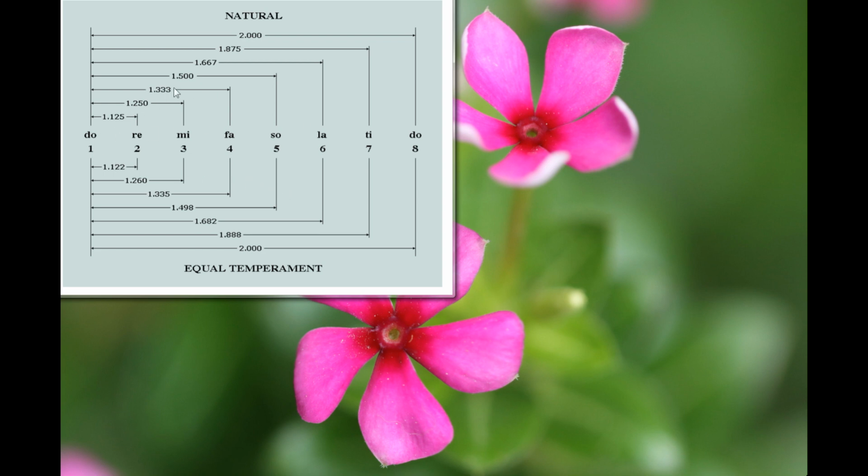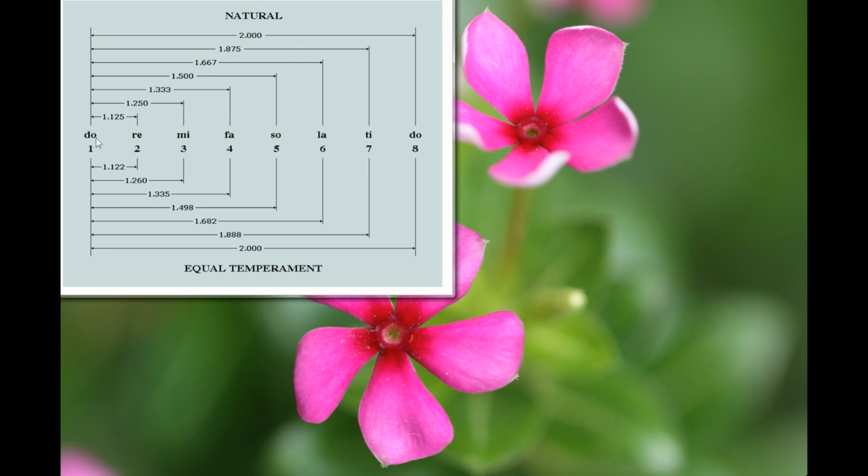And here we have ratios. These ratios are applied to the number of vibrations per second. So if this do happens to be 100 vibrations per second, then the re is going to be 112.5 vibrations per second. The mi is going to be 125. The fa, 133. And so on, because you take the vibrational rate of the do and then multiply it by these numbers to get these notes.